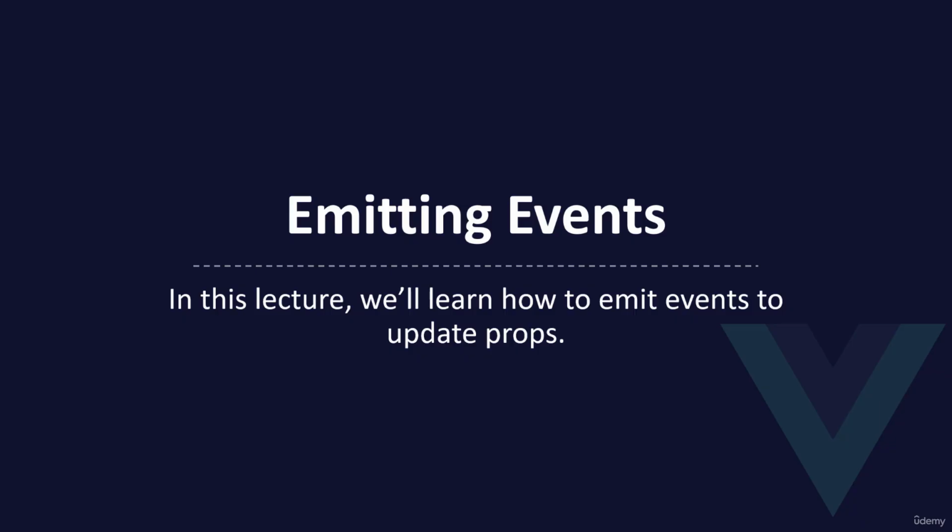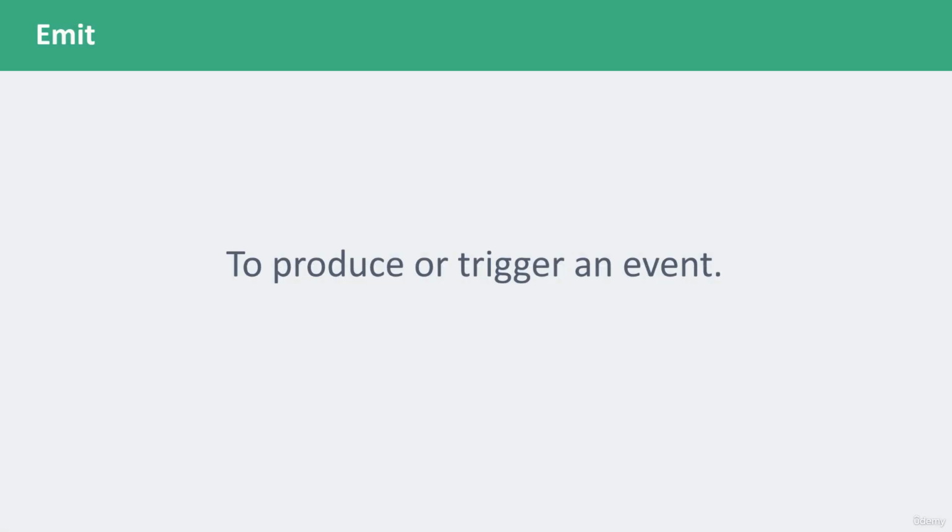In this lecture, we're going to learn how to update props from the child component. Props are not allowed to be updated in child components. This introduces bugs and unexpected behavior in our application. But what if we need to update a prop from a child component? We're going to be doing something called emitting events.